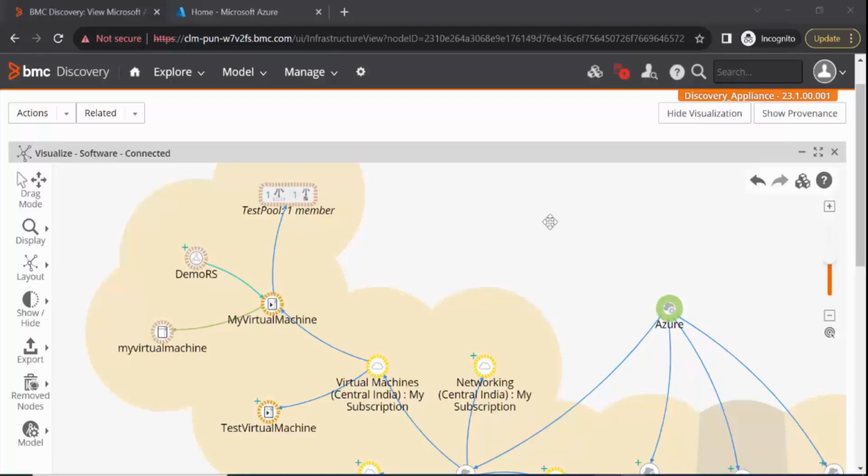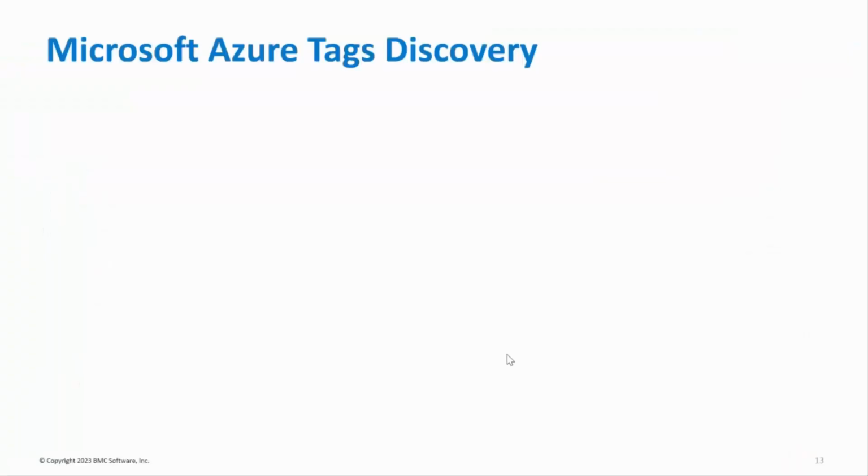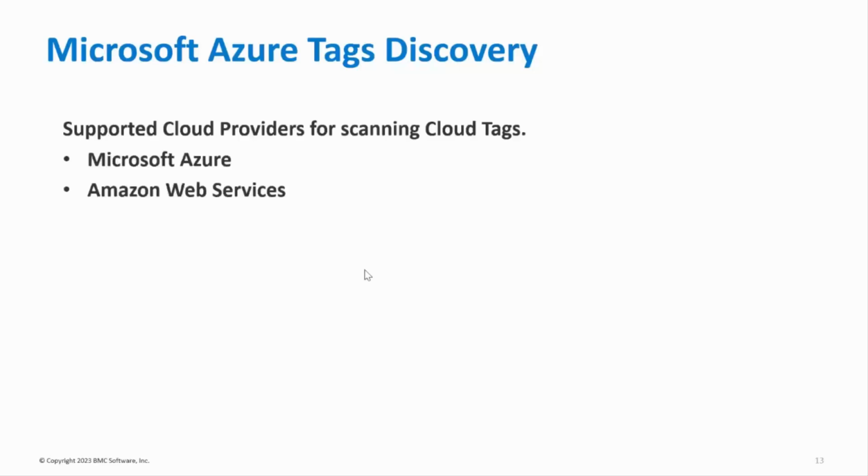Now we will talk about Microsoft Azure Tags Discovery. A tag is a label that you assign to a cloud resource. Each tag consists of a tag name and an optional tag value, both of which you can define. Tags are useful when you have the same type of resources in the cloud. Discovery supports the scanning of tags in Microsoft Azure Cloud, Amazon Web Services Cloud, Google Cloud Provider, and Oracle Cloud Infrastructure.